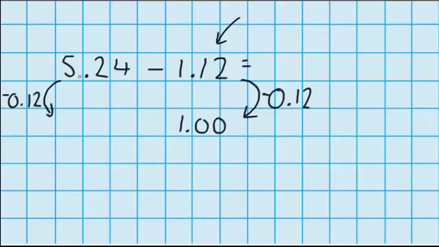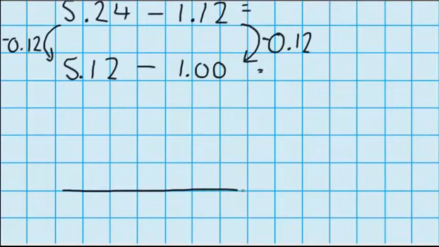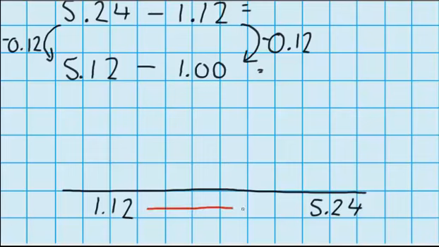And I know that 5.24 minus 0.12 leaves me with 5.12. Let's have a look at what that looks like on a number line. There's my number line. I've got 5.24 and I've got 1.12, and remember I'm trying to find the distance between these two numbers.